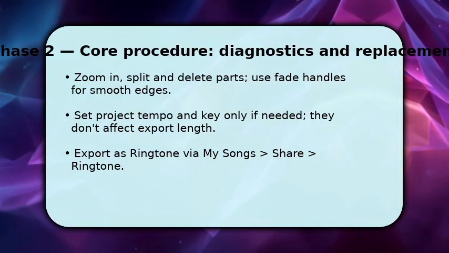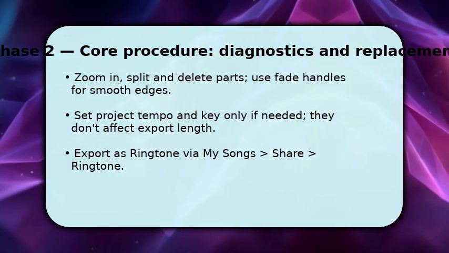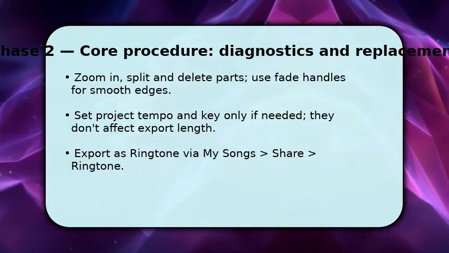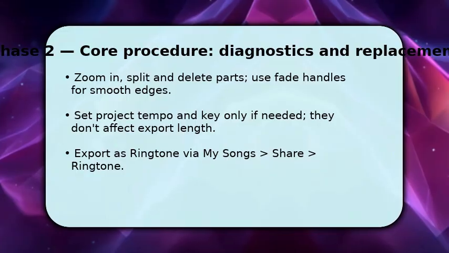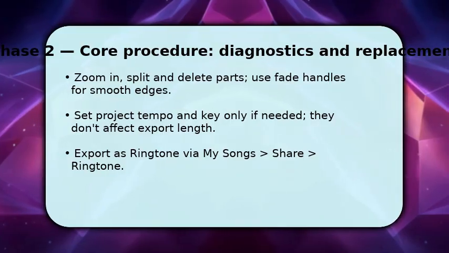Once the region is ready, go to My Songs, long press the project to rename it, then tap Share and choose Ringtone. You will be prompted to export. Confirm the name and tap Export. This creates a ringtone file directly accessible to your device.